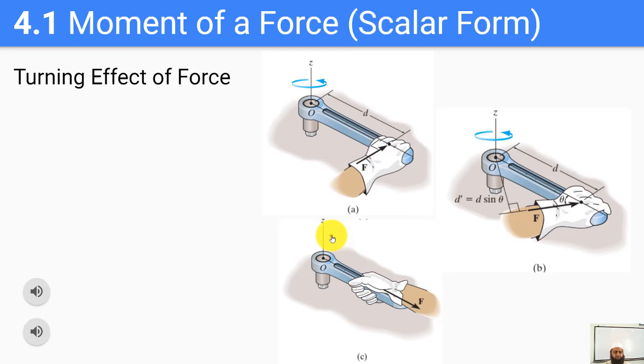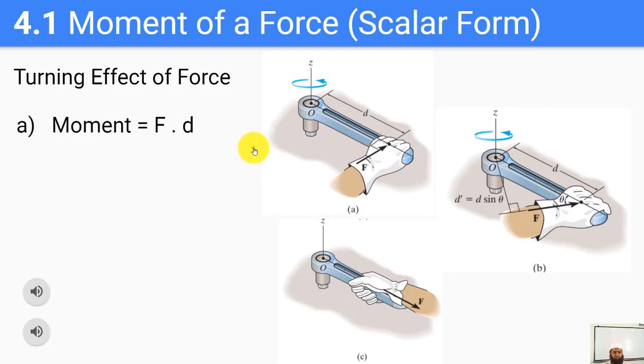Very simply put, the moment of a force is just a turning effect of a force. Anytime we apply a force on a rigid body, it will try to rotate that body as well. For example, here we can see this example of a wrench, and whenever we apply a force F, this force will try to rotate this wrench about this axis.